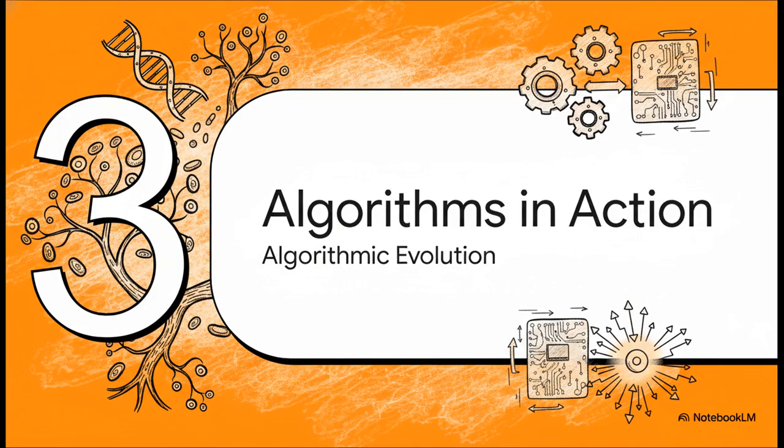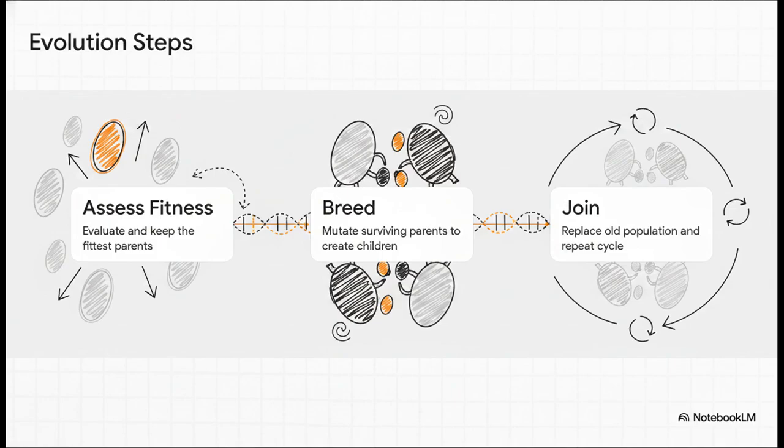Section 3. Algorithms in action. Let's jump over to the code and see exactly how this biological history builds the foundation for our algorithmic optimization. The core population-based algorithm mimics Darwinian nature in 3 really simple repeating steps.